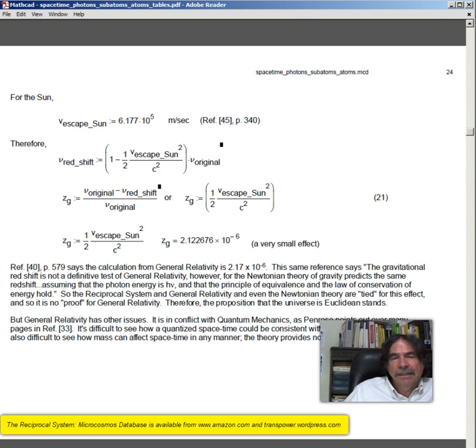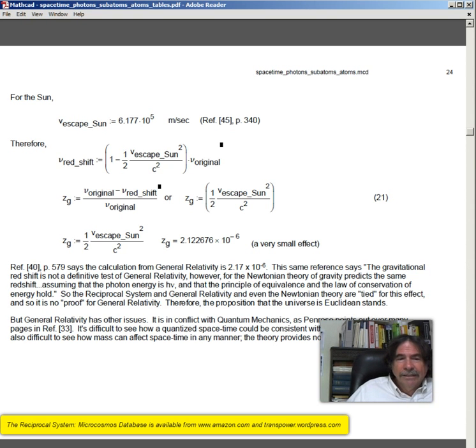Reference 40, page 579 says the calculation from general relativity is 2.17 times 10 to the minus 6. The same reference says the gravitational redshift is not a definitive test of general relativity, however, for the Newtonian theory of gravity predicts the same redshift, assuming that the photon energy is h nu, and that the principle of equivalence and the law of conservation of energy hold. So the reciprocal system, general relativity, and even the Newtonian theory are tied for this effect, and so it is no, quote, proof for general relativity. Therefore, the proposition that the universe is Euclidean stands.